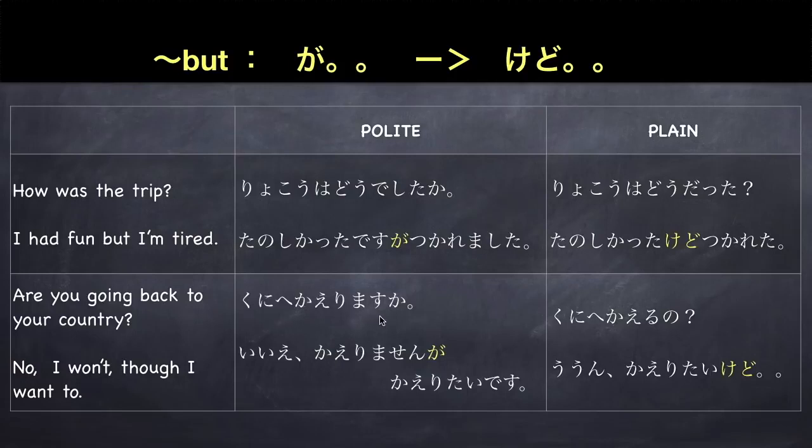国へ帰りますか? 国へ帰るの? No, I won't, though I want to. いいえ、帰りませんが、帰りたいです。In plain form, you can say, 帰りたいけど。So here, 帰りません is removed because it is already implied from the answer, no. Though, I want to. 帰りたいけど。Okay, so it's time for our conversation practice.